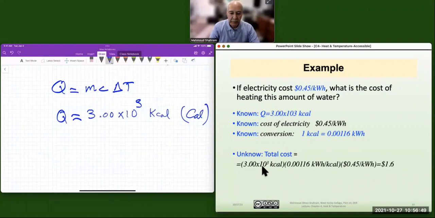So this is what we had up here, times this amount of kilowatt hour energy, times the amount they charge us, which is 45 cents. So you get $1.6 to heat that bathtub.